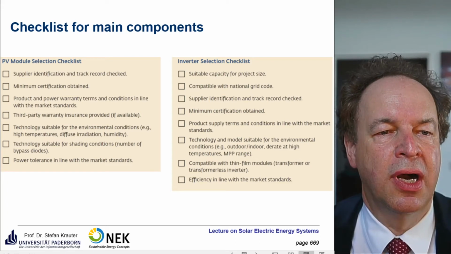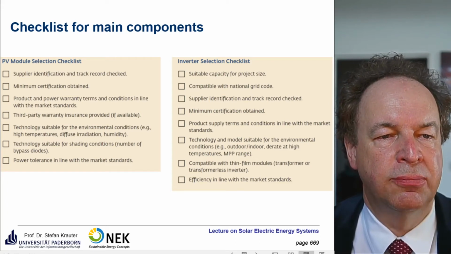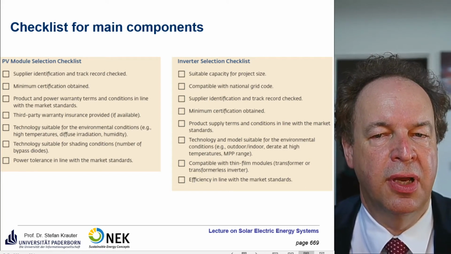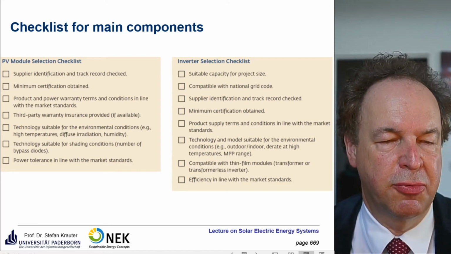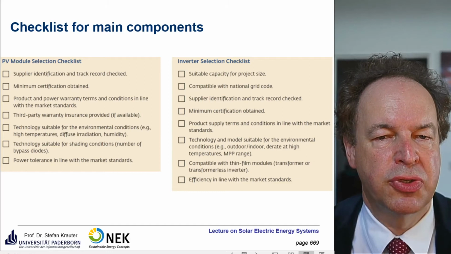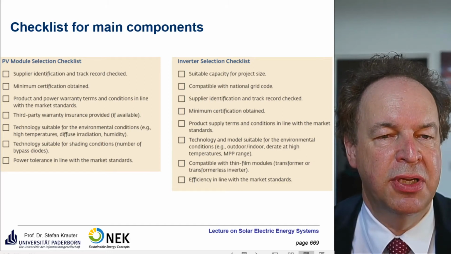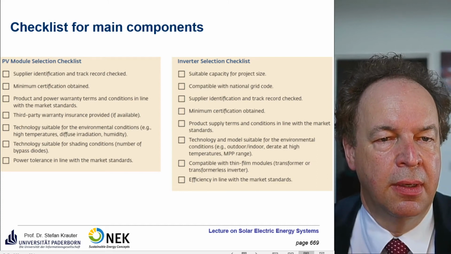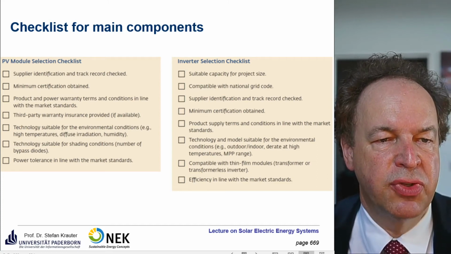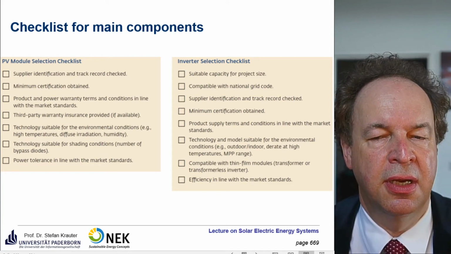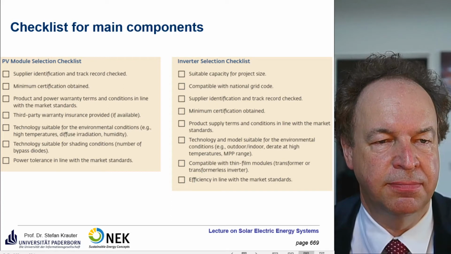Then you have the power product and power warranty terms. Usually you say that after at least 25 years or 20 years, depending on the conditions, you have to have the original power output, so the power degradation is allowed to be only 20%. Sometimes it's useful to have a third-party warranty insurance in case the manufacturer goes bankrupt and so on.